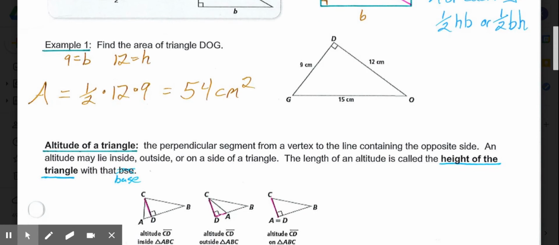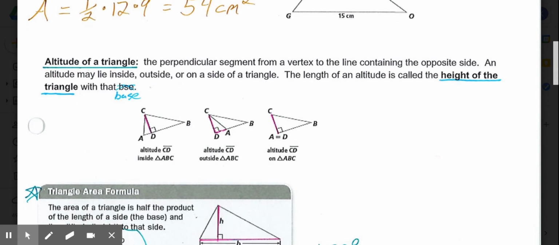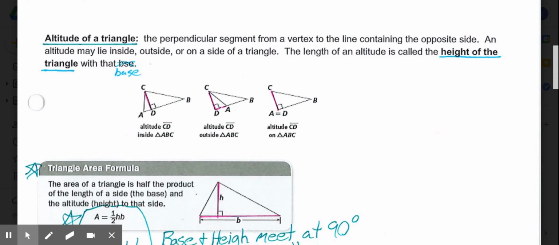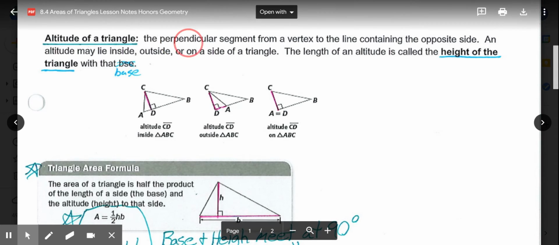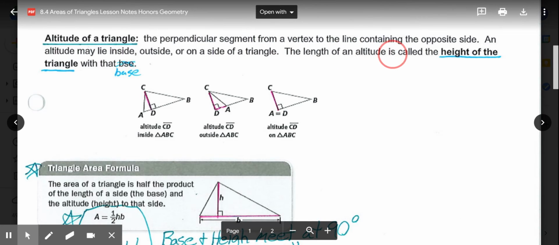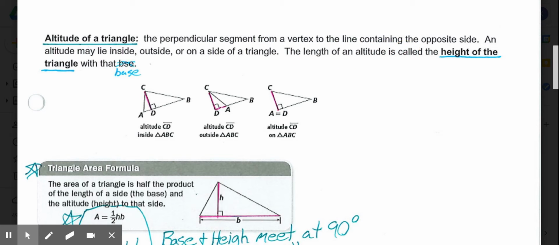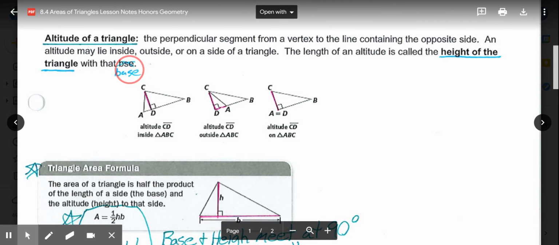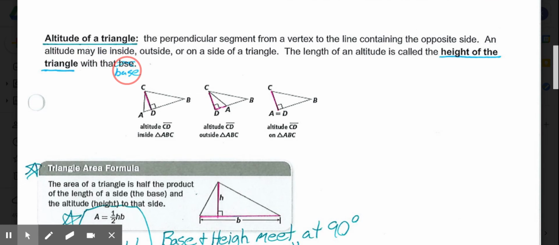So what if we don't always have right triangles? Well, that's where we get into the idea of an altitude of a triangle. And the altitude of a triangle is the perpendicular segment from a vertex to the line containing the opposite side. An altitude may lie inside, outside, or on the side of a triangle. The length of that altitude is called the height of the triangle with that base. So the side that it hits would be the base.